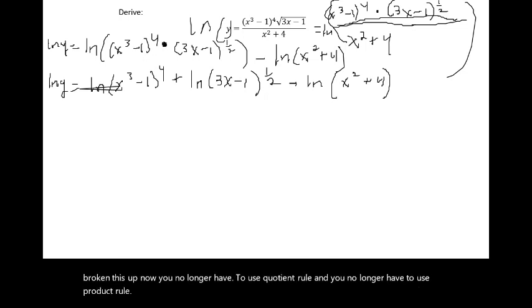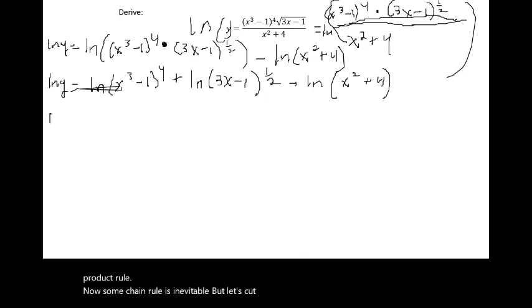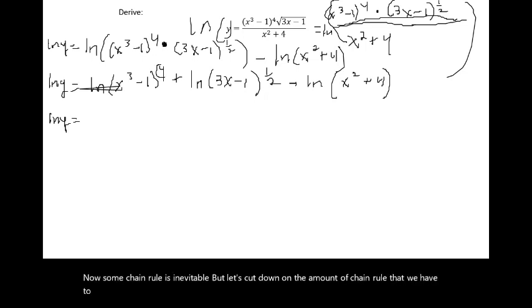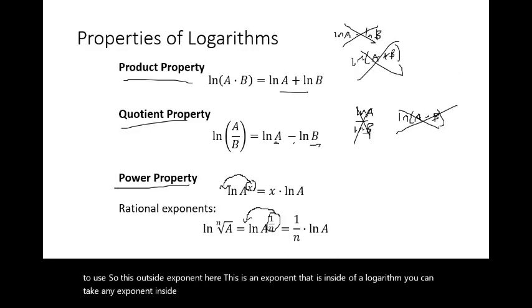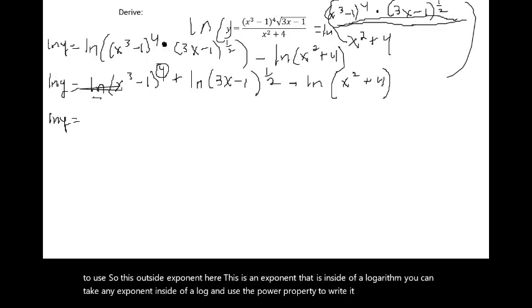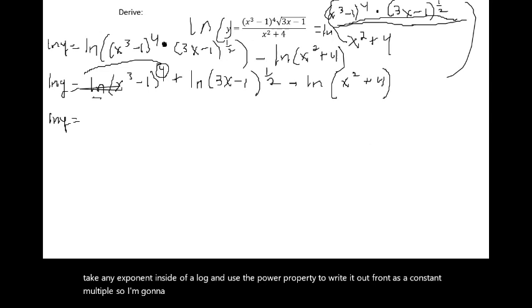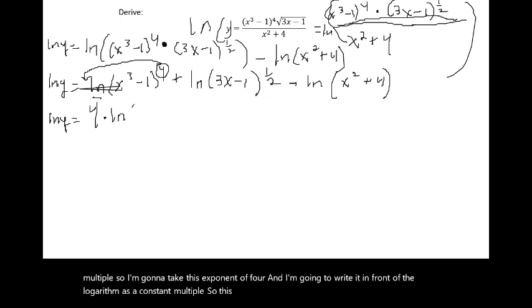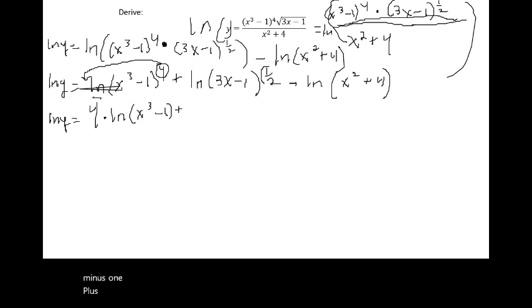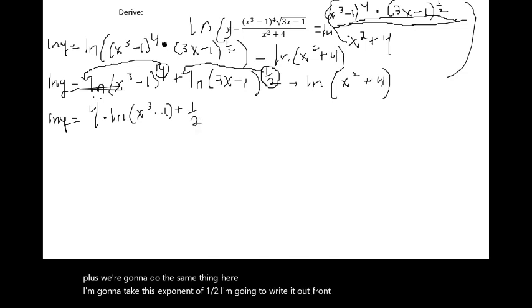Now some chain rule is inevitable, but let's cut down on the amount of chain rule that we have to use. So this outside exponent here is an exponent that is inside of a logarithm. You can take any exponent inside of a log and use the power property to write it out front as a constant multiple. So I'm going to take this exponent of 4 and write it in front of the logarithm as a constant multiple. So this will turn into 4 times the natural log of x cubed minus 1. Plus, we're going to do the same thing here. I'm going to take this exponent of 1/2 and write it out front as a constant multiple. So 1/2 times the natural log of 3x minus 1.